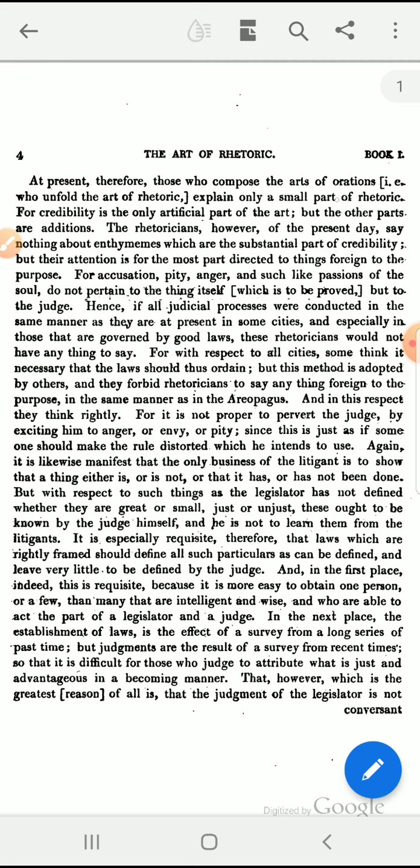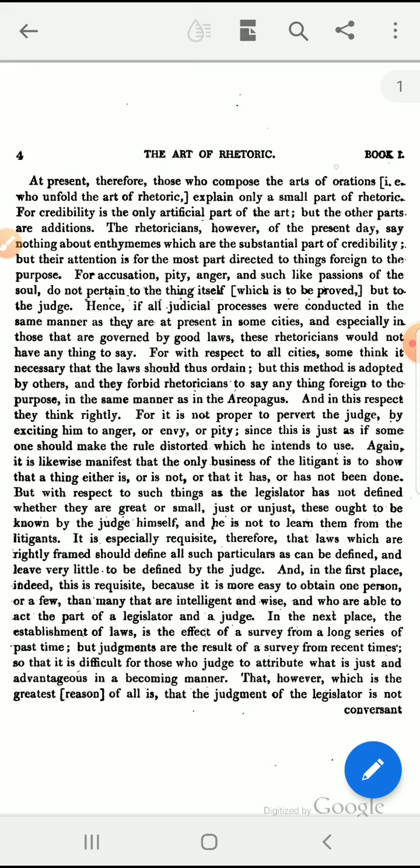And we can see this in modern schools, where you will not see teachers leading students through the art of rhetoric as we'll be studying it, but you'll see classes such as public speaking. You'll see classes titled critical thinking, or writing classes, composition classes. And as Aristotle complained 2,400 years ago, those who compose these arts explain only a small part of the real art, which is the art of rhetoric.